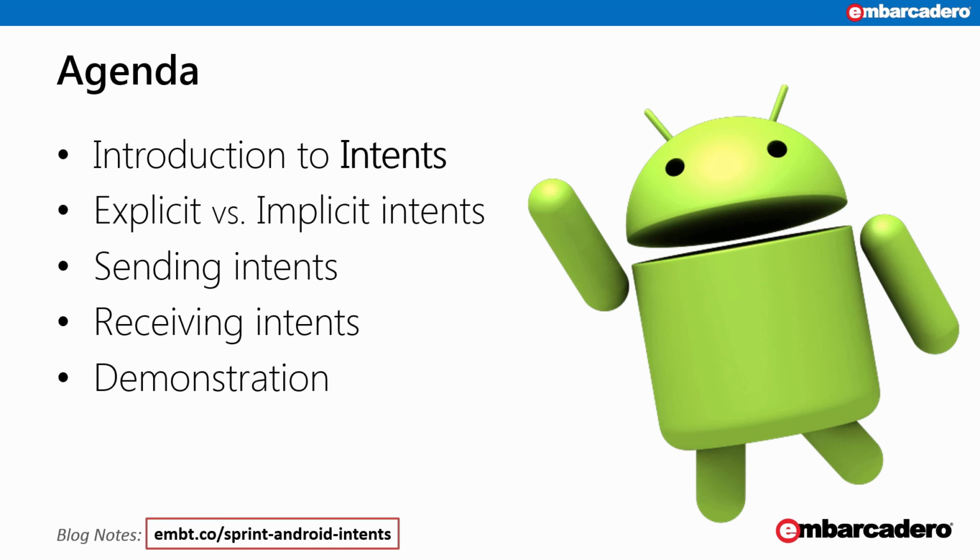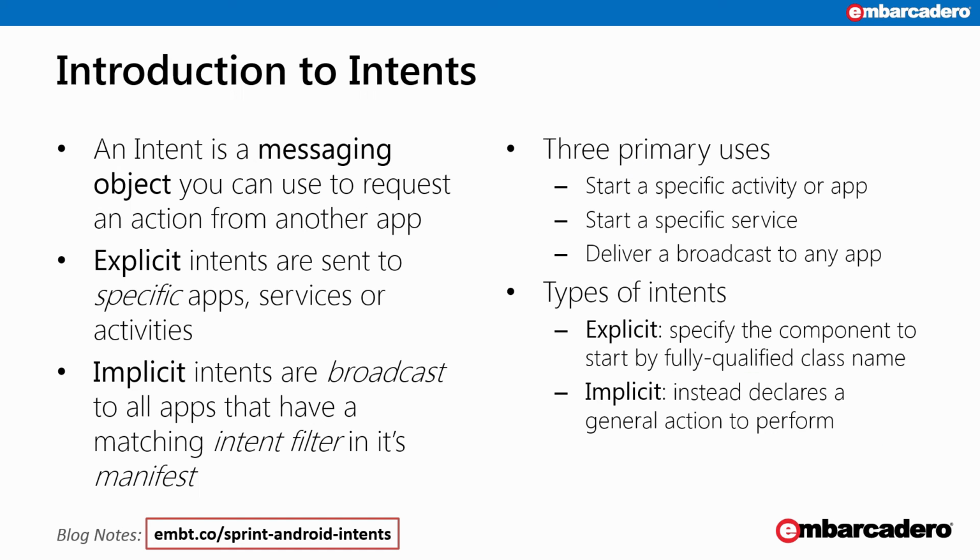We're going to cover an introduction to intents. Then we're going to look at how to send and receive intents using a demonstration. So an intent is a messaging object that you can use to request an action or send data to another application. There are both implicit intents, which are broadcast to all apps that match the intent filter, and you define those in the manifest. You can also define explicit intents that are only sent to specific application services or activities.